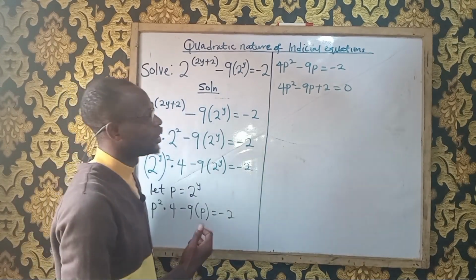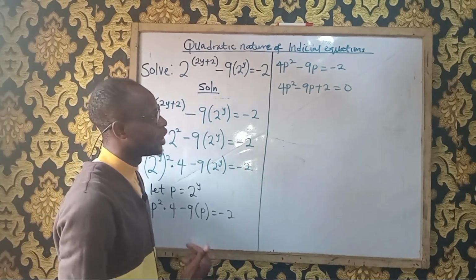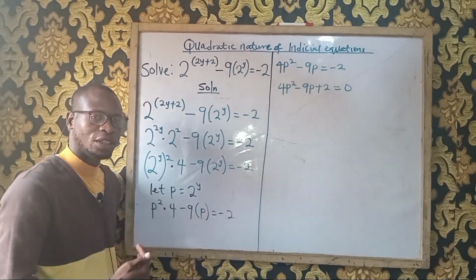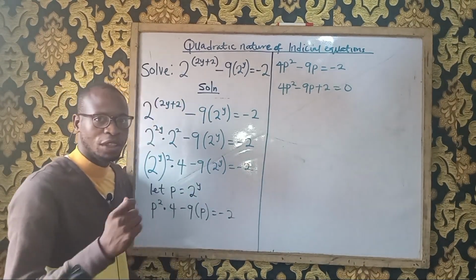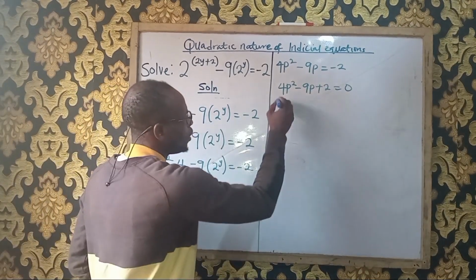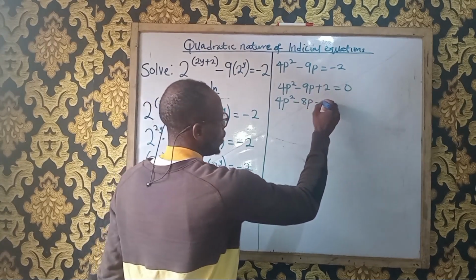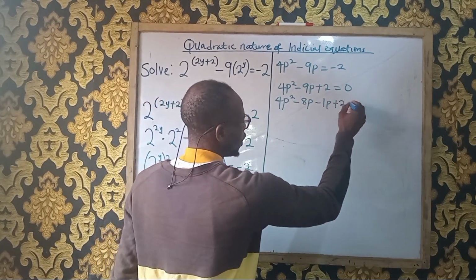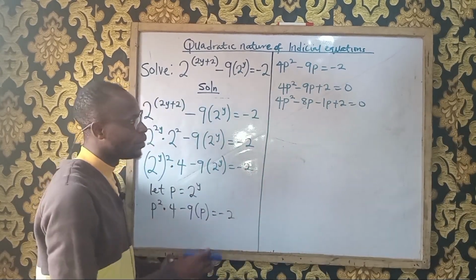Now, the product here is simply 8, and the sum is simply minus 9. So, if you think of two numbers that give you 8 and, at the same time, when you add them together, give you minus 9, it's simply going to be 8 and 1. So, we are going to have 4p squared minus 8p minus 1p. Like I said, let me put it like that. I don't want to put just p so that you can get a clearer explanation.